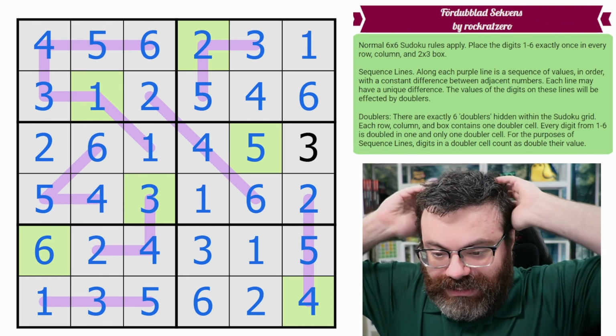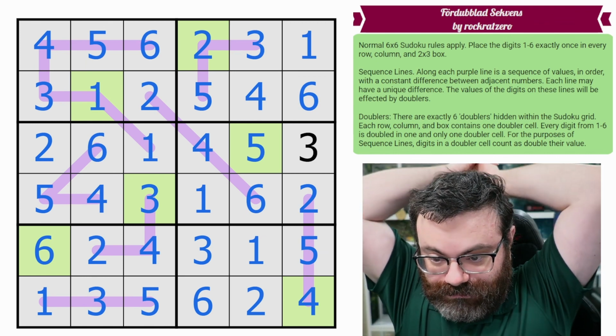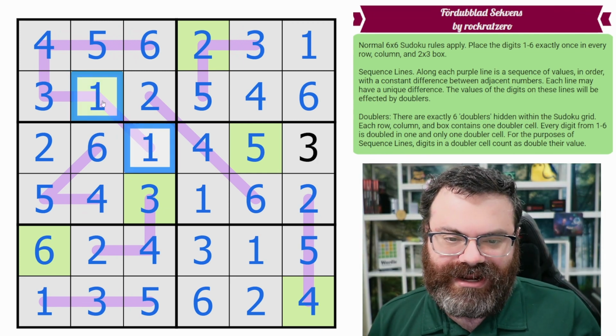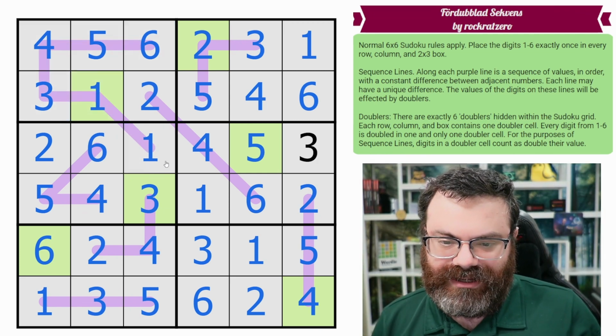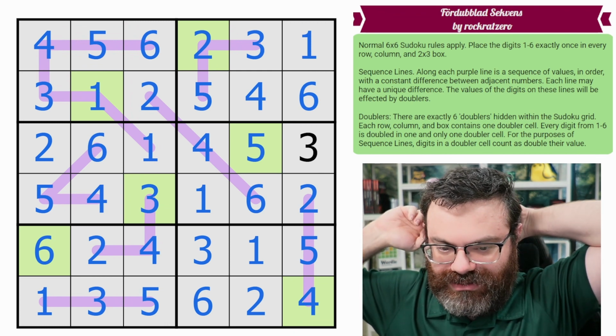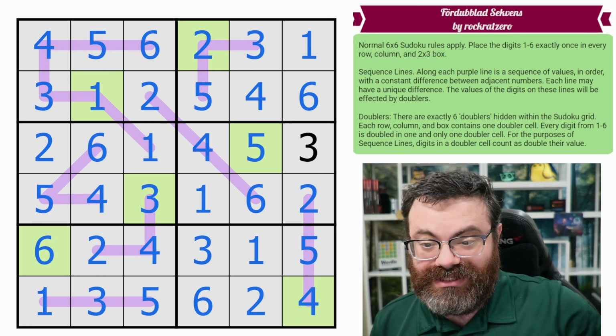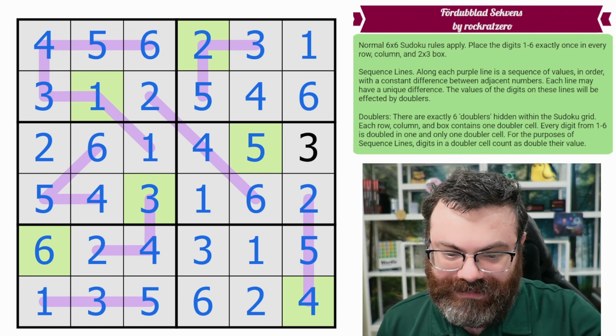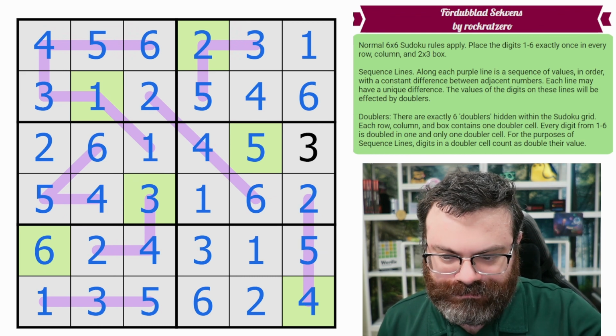Well, that collapsed quickly, but it took me a while to solve. I think I spent a long time trying to crack what was going on with this line. It was pretty clear that's how you had to start, but sequence lines are really hard to think about, even without doublers, but with doublers, holy cow, that was tough.